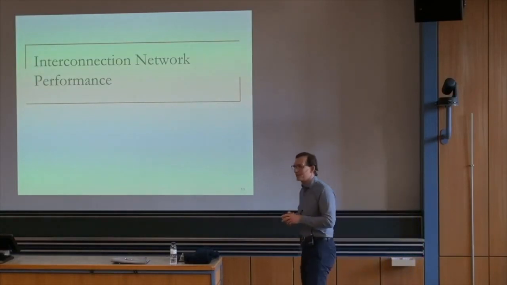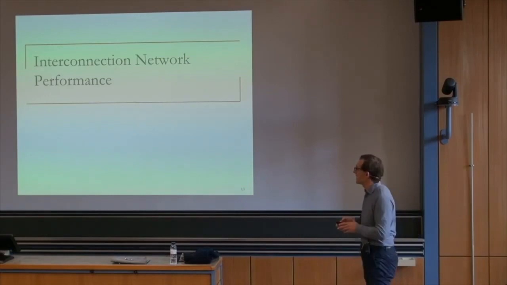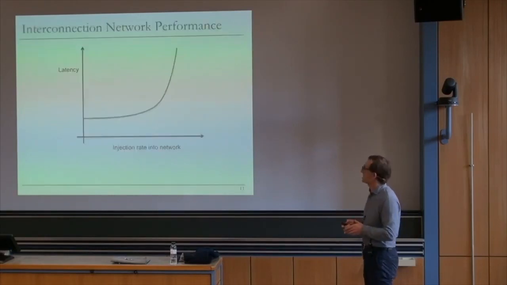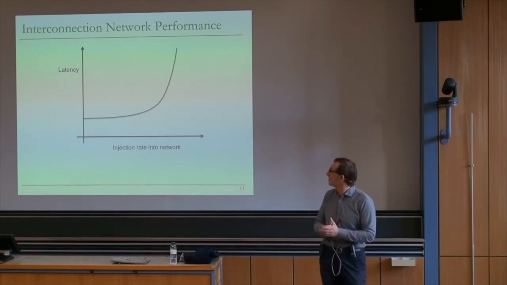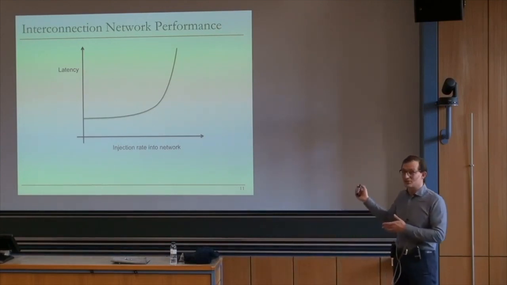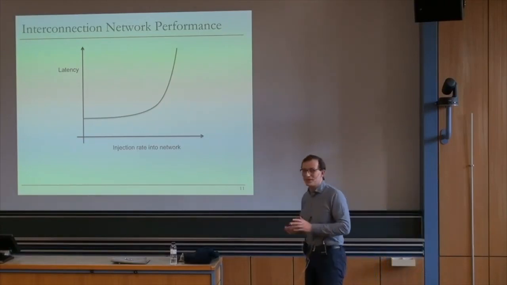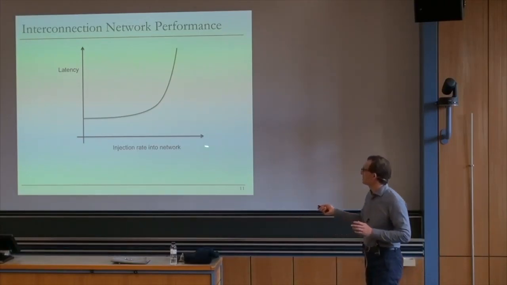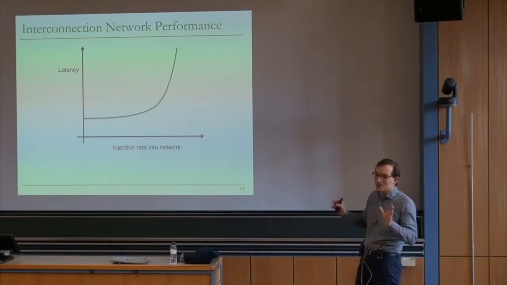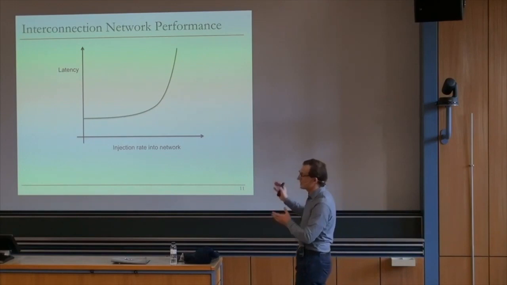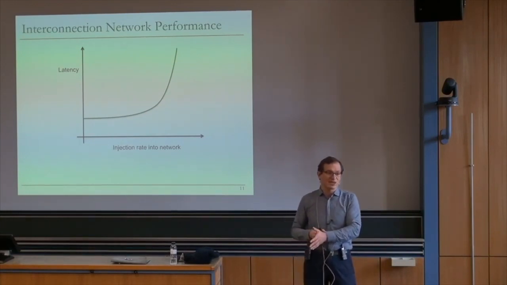Let's talk about evaluating interconnection network performance now that we're done with the real basics. Performance is also basics, and I've given you this figure before, right? We talked about the load latency curve. This is essentially the load latency curve. Usually if you want to look at an interconnect, you think of it this way. There's some injection rate to the interconnect, and that injection rate can be expressed in different ways. One way could be how many flits per node per cycle are being injected, right?